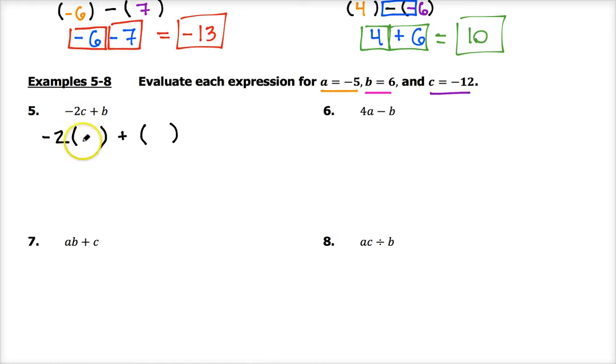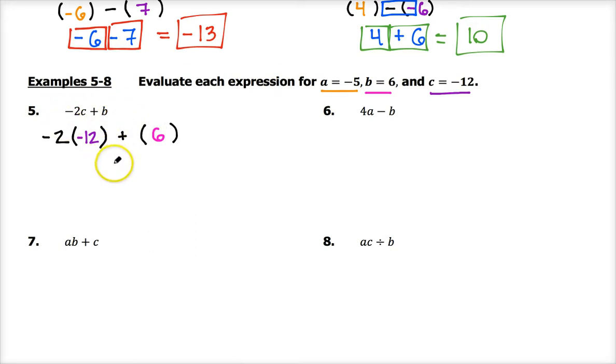So C goes here, and it said that C was negative 12 in the directions, so that's what I substitute here. B, it said was positive 6 in the directions, so that's going here, and then A is not going to be used since there was no A in number 5.